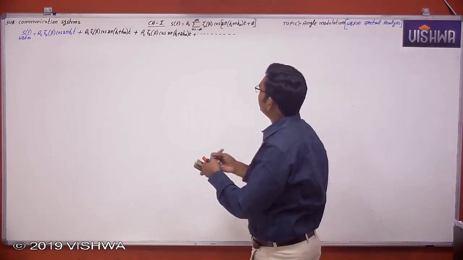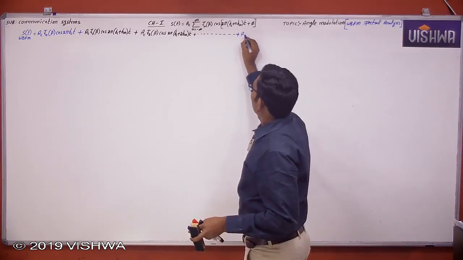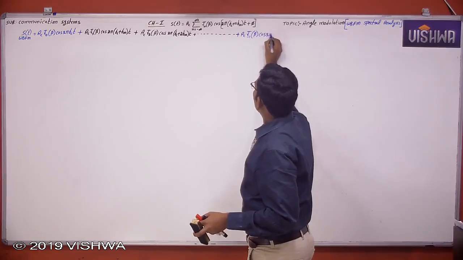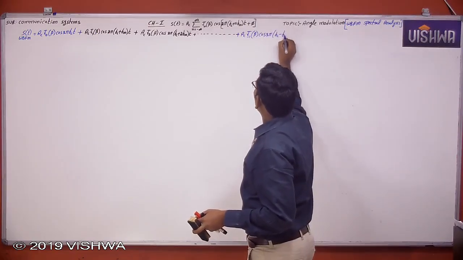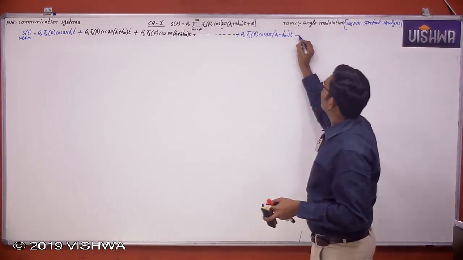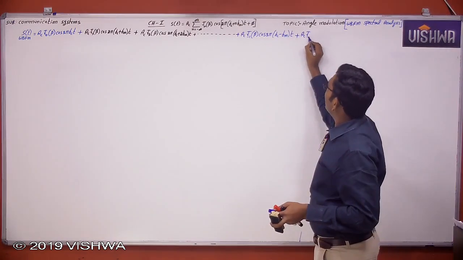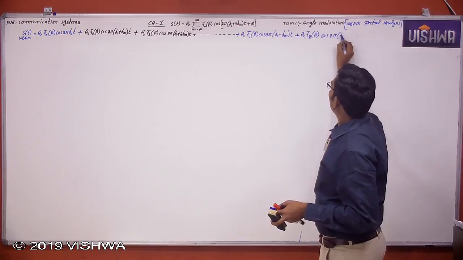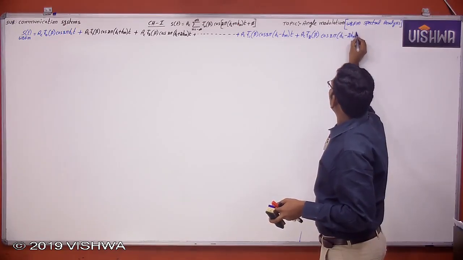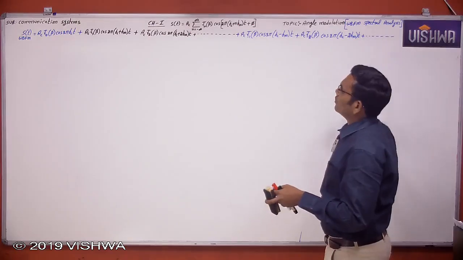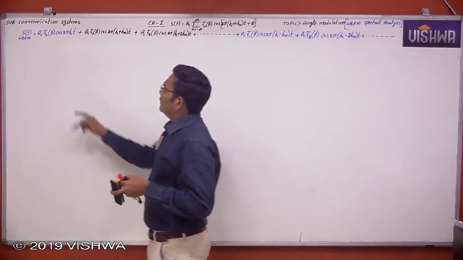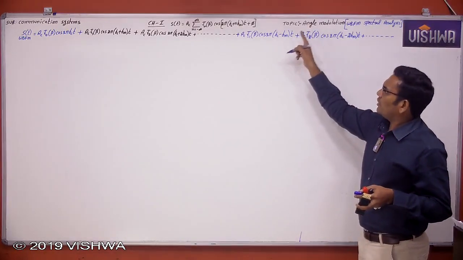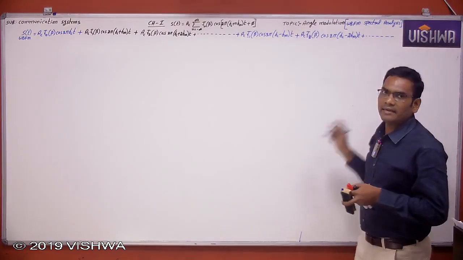Plus, if n equal to minus 1, Ac J minus 1 of beta into cos 2 pi (fc minus fm) t, plus Ac J minus 2 of beta into cos 2 pi (fc minus 2fm) t, and so on. Now this is carrier, upper sideband 1, upper sideband 2, upper sideband 3 and so on. Lower sideband 1, lower sideband 2, lower sideband 3 and so on.